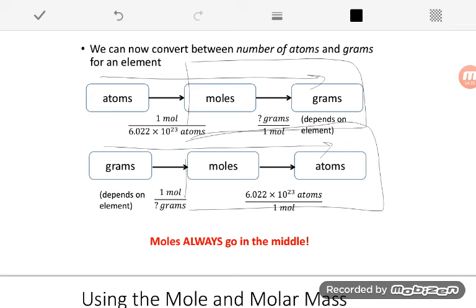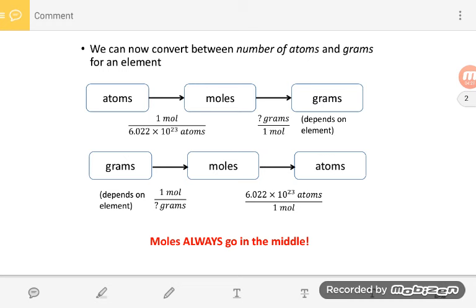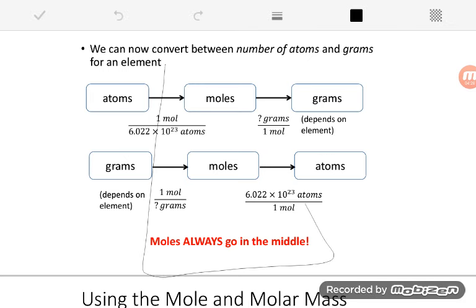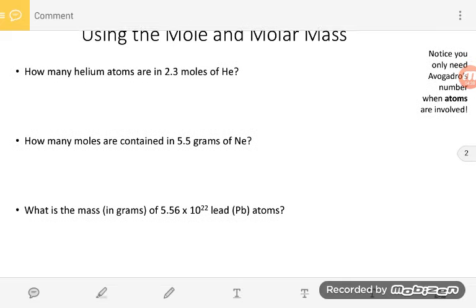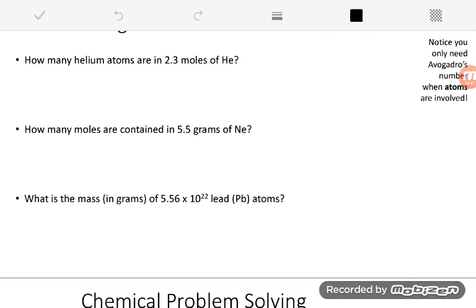So we just need to remember this path, atoms, moles, grams. Notice that moles always goes in the middle, and think about what things we want to go between. So let's look at a few examples. We'll start with really simple examples. And I'm just going to make a little note to myself here that we want to remember it always goes atoms to moles to grams. So we can think about where we're starting and where we're going to end up.